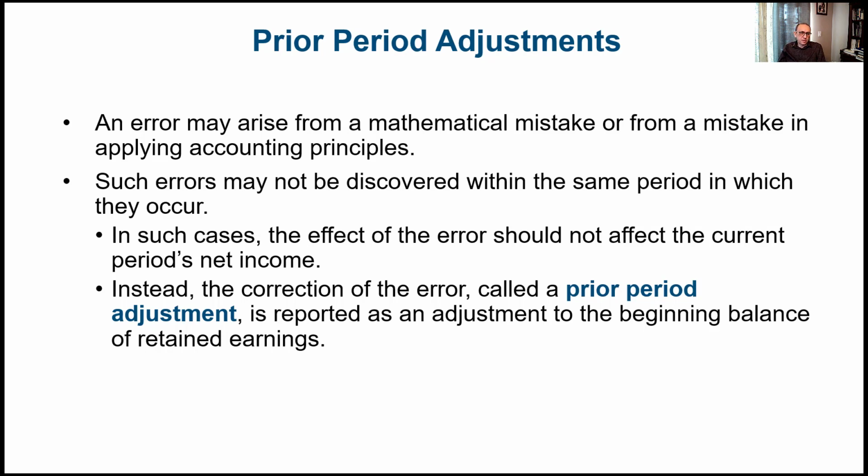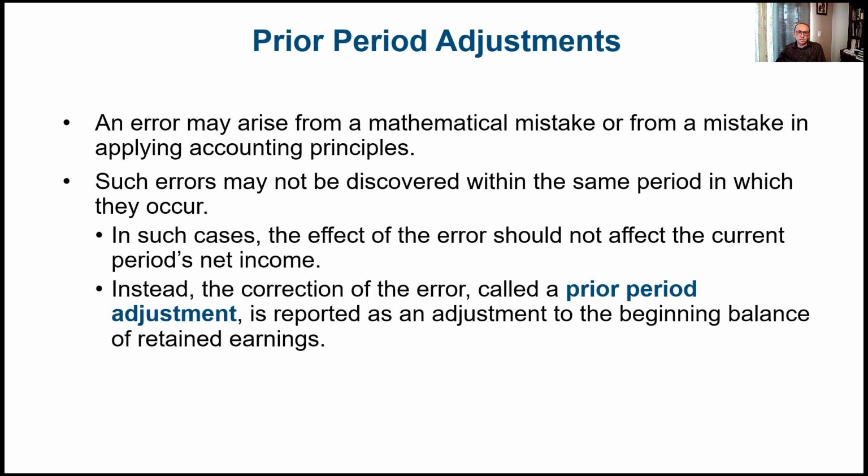In such cases, the effect of the error should not affect the current period's net income, because it's not fair to correct an error for a previous year in the current net income. It might make the current net income look not really good, even though it was an error from a previous period. So instead, the correction of the error, called the prior period adjustment, is reported as an adjustment to the beginning balance of retained earnings.